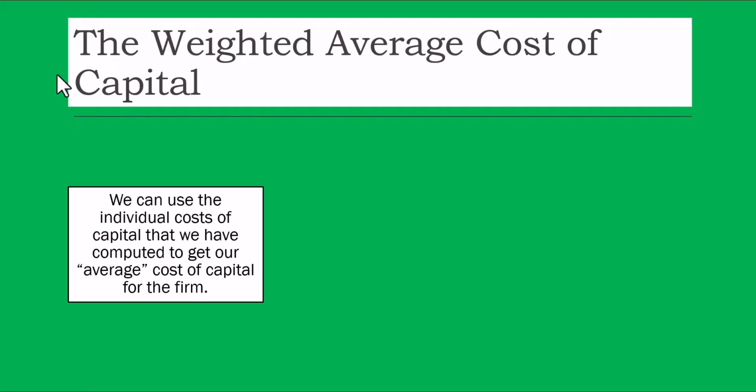So we can use the individual costs of capital that we have computed to get our average cost of capital. So for any company, weighted average cost of capital. So what we are doing, fine. Now it's visible on the screen. So we have to calculate the WACC of a company. WACC is a very important term, which we always use. What is the total cost of capital of a company?